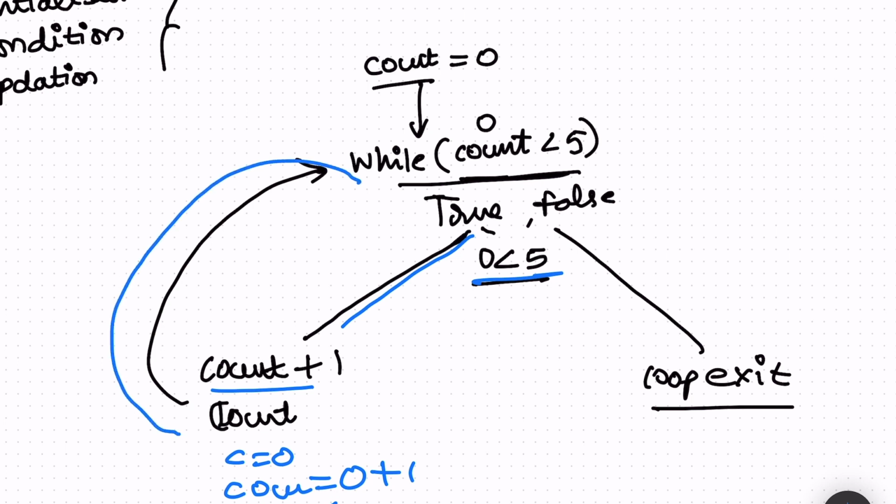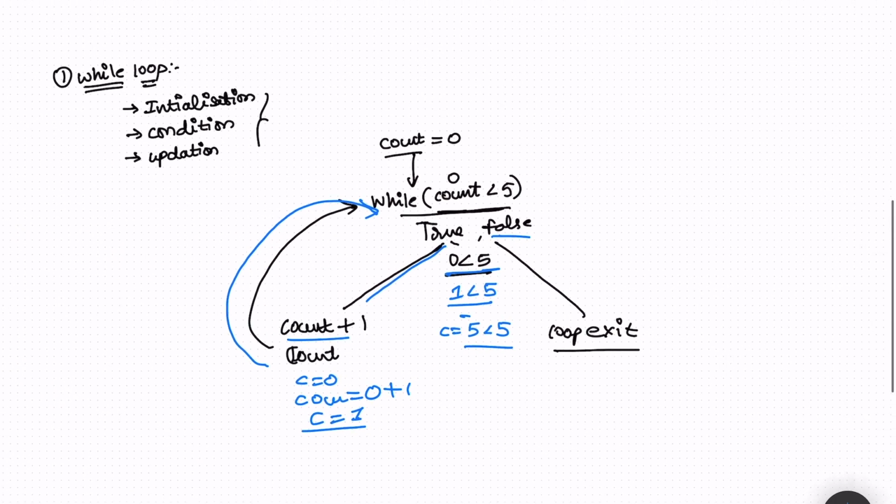Again this will go back to this condition and it will check 1 is less than 5 or not. This is again true, so it will execute this. Whenever the count value is 5, 5 is not less than 5. It is not accepting the condition, so the condition is false and it will exit the loop. Right?